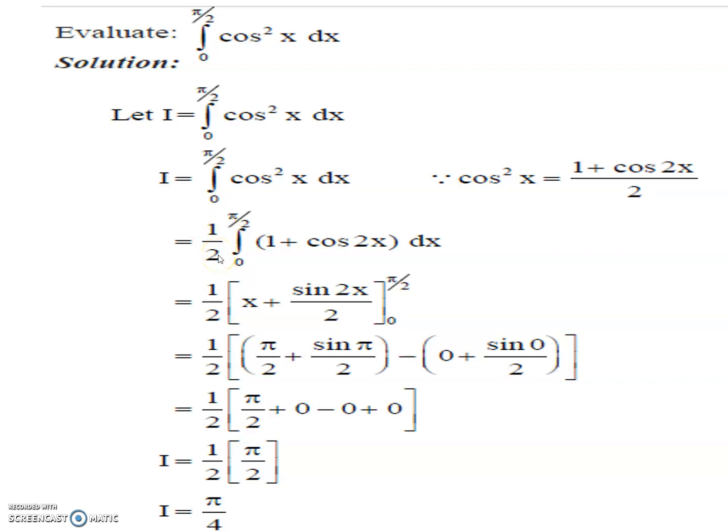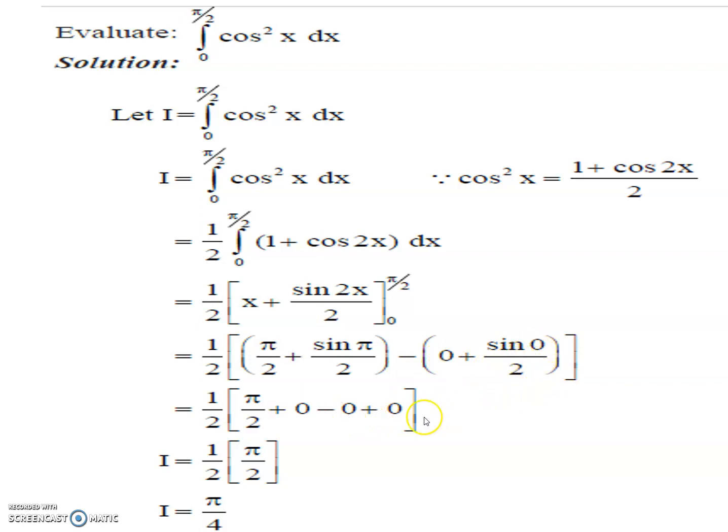So 1 upon 2 we have to take common, lower limit 0, upper limit pi by 2, (1 plus cos 2x) dx. Integration of 1 is x, and integration of cos 2x is sin 2x upon 2. Lower limit 0, upper limit pi by 2. Now instead of x we have to put pi by 2, and then 0. So simplifying, we get the expression 1 by 2 in bracket: pi by 2 plus sin pi upon 2, minus 0 plus sin 0 upon 2.